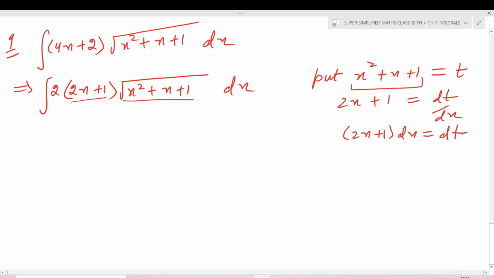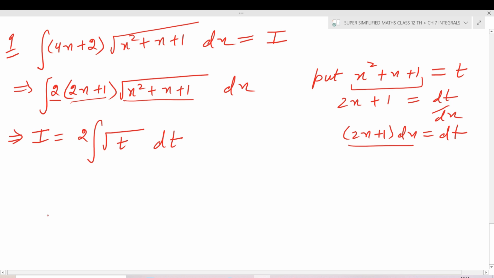So now students, let us assume this integral to be I. In this I, this 2 can be taken outside the integral, constants can be taken common, and (2x plus 1) dx can be written as dt, and this root of x square plus x plus 1 can be written as root t.